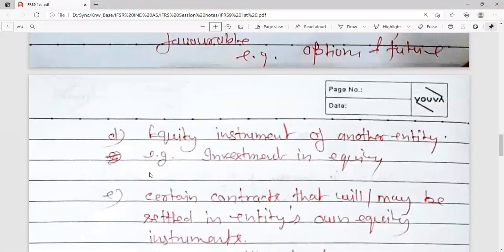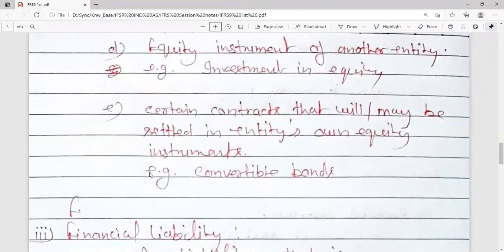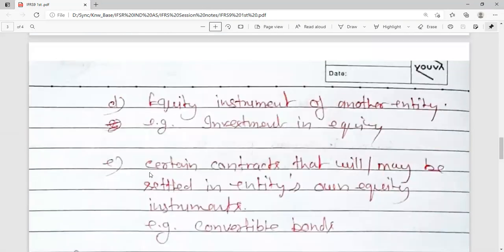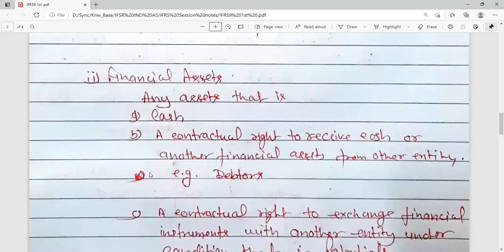Next part is an equity instrument of another entity, like we have purchased equity of any other entity. And the fifth thing is certain contracts that will or may be settled in the entity's own equity instruments. Sometimes we issue convertible bonds. At the time of issue, it will be a debt instrument, but later at the time of maturity, instead of paying the principal amount, we issue equity in exchange for the bond amount. That example is covered in this part. So these five things are the only financial assets.